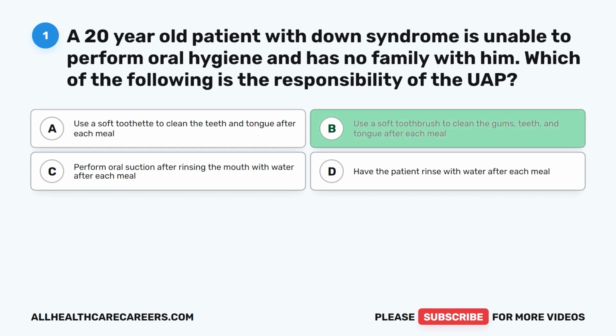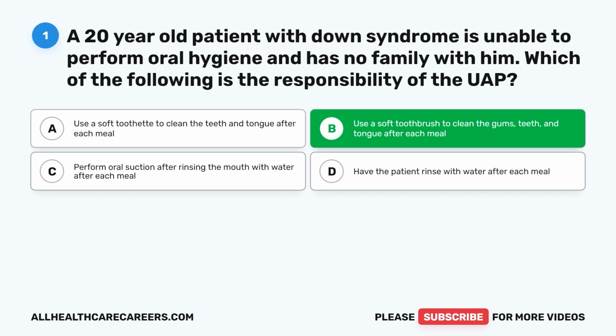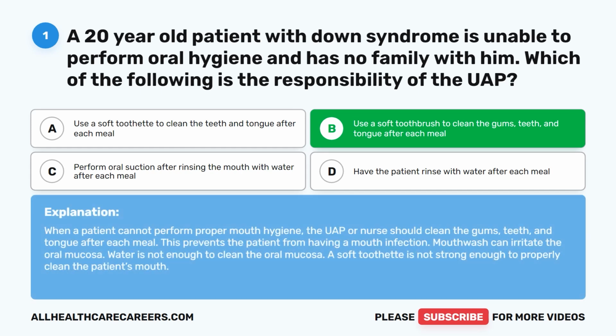The correct answer is B. Use a soft toothbrush to clean the gums, teeth, and tongue after each meal. When a patient cannot perform proper mouth hygiene, the UAP or nurse should clean the gums, teeth, and tongue after each meal. This prevents the patient from having a mouth infection. Mouthwash can irritate the oral mucosa. Water is not enough to clean the oral mucosa. A soft toothette is not strong enough to properly clean the patient's mouth.